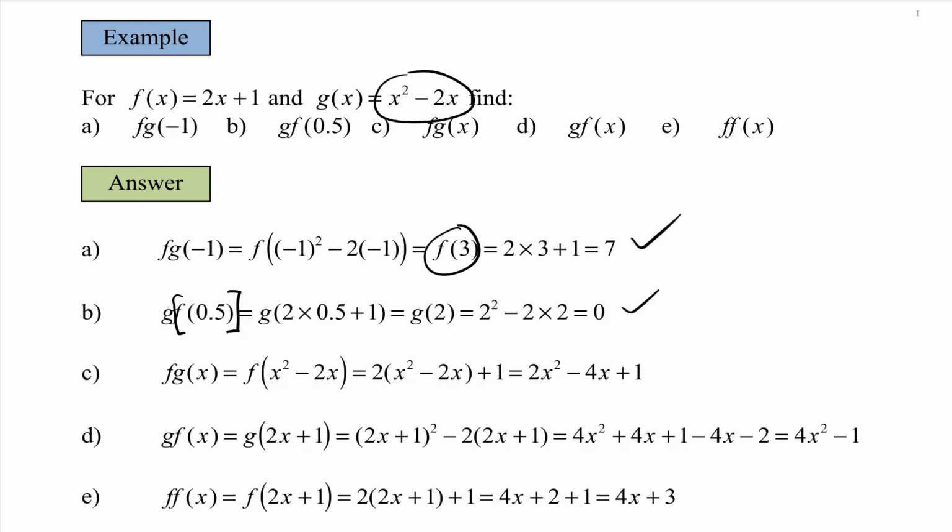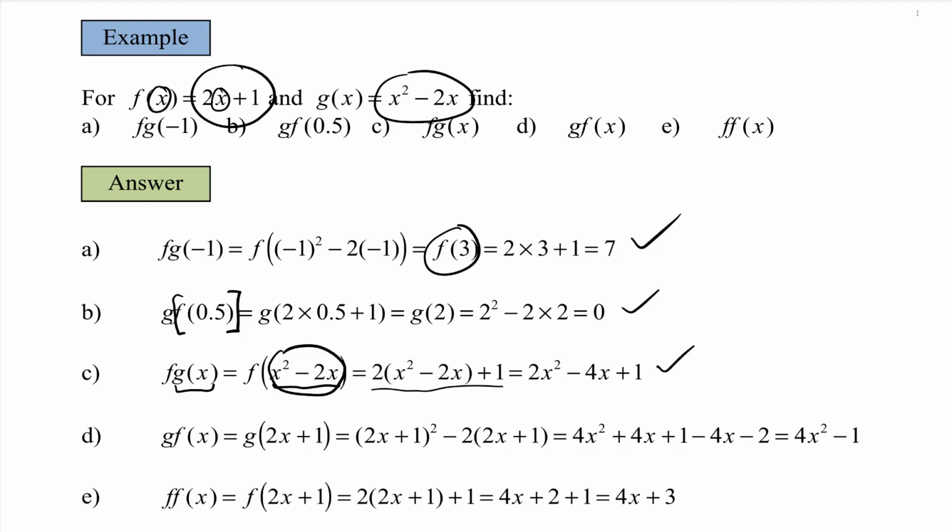F of g of x. Alright, so f of g of x. So we replace g of x with what it actually is, x squared minus 2x. F of x squared minus 2x. Just remember, f of x equals 2x plus 1. Whatever it is that we have here, we just substitute there. So in this case, we have to substitute for x, x squared minus 2x. So we just replace x in this equation here with x squared minus 2x, which gives us this expression here. Expand the brackets, and we get 2x squared minus 4x plus 1.